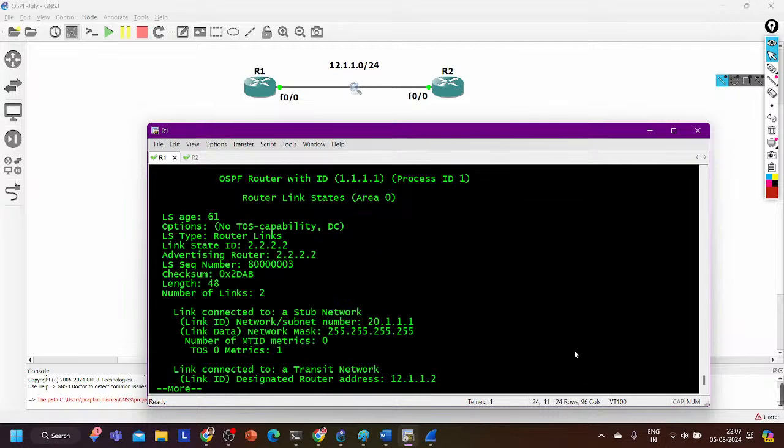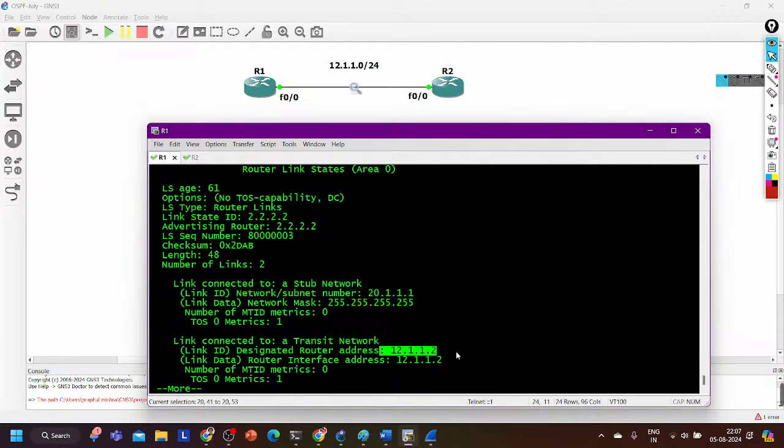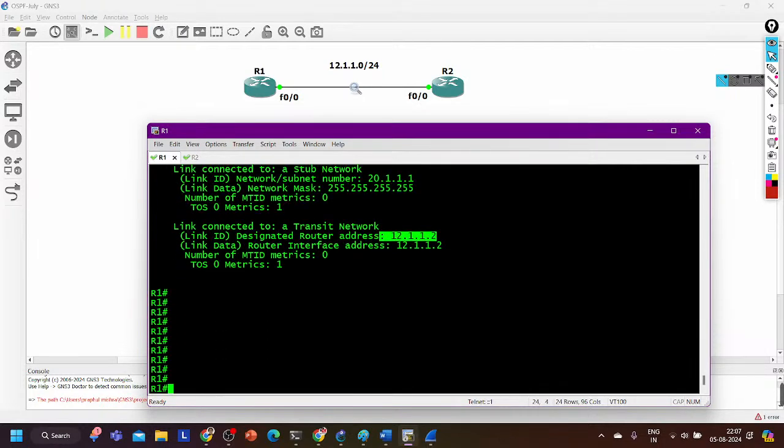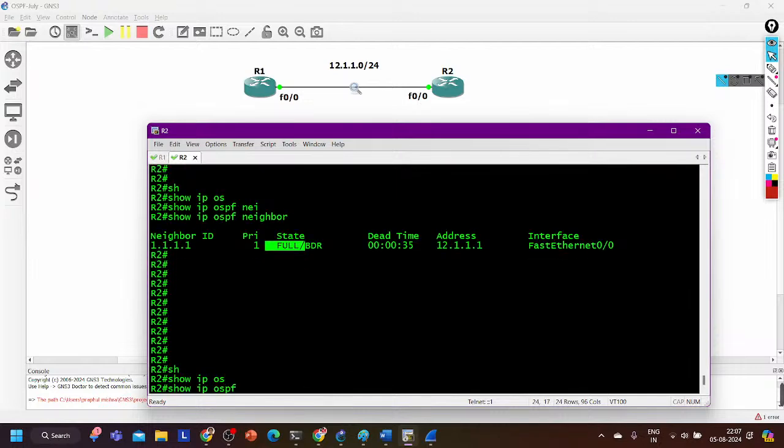See, there is one link where this network is running, 20.1.1.0, and there is one link where this network is running. What is the cost on the link? All the information is there, right? In the same way, on router number 2, show IP OSPF database.